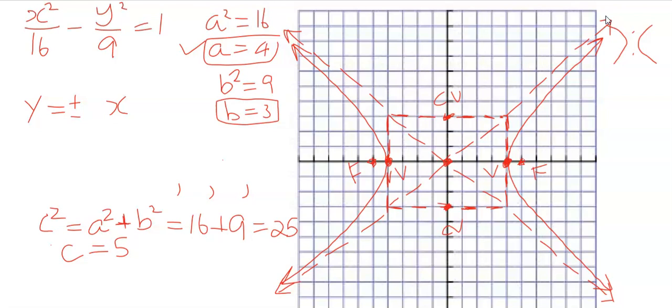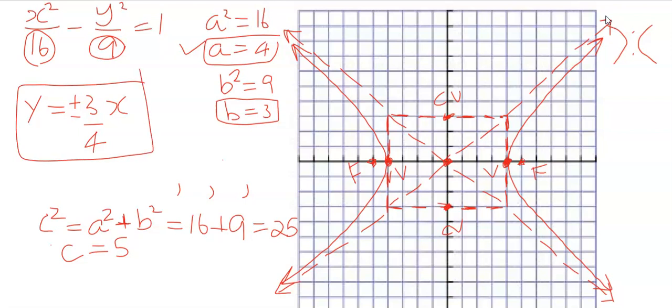Now, what's under the y? Well, the 9 is under the y. Look at that. So the square root of that number goes on the top. That's 3. What's under the x? 16. The square root of that number goes on the bottom. And there's your asymptotes. Ta-da! That's all there was to that. They're done.